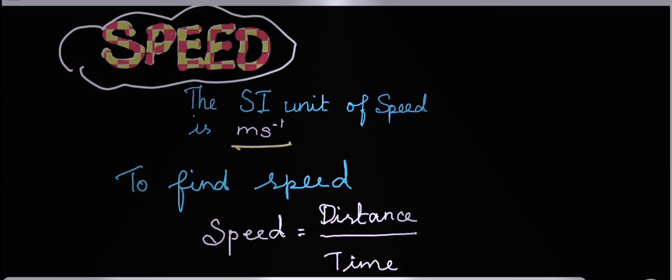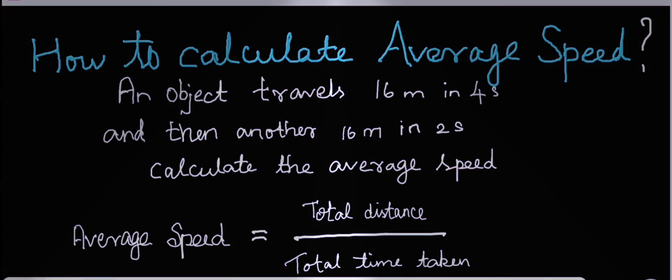How to calculate speed? The SI unit of speed is meter second minus 1. To find speed, speed is equal to distance divided by time. This is how we have to find speed. How to calculate average speed?